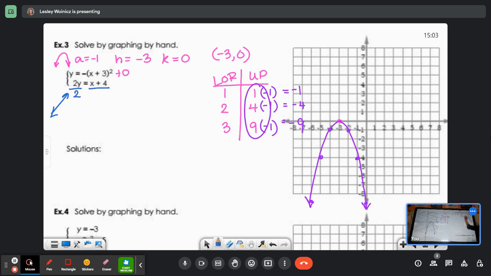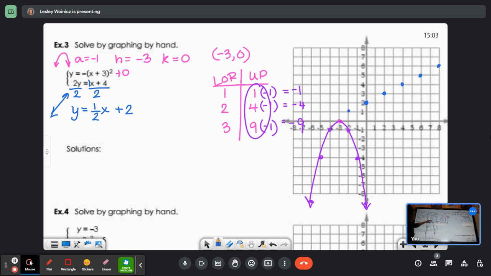So divide both sides of our equation by 2, and we get y equals, there's a 1 in front of the x, so 1 half x plus 2. Okay, so my b is 2. That's where I hit the y-axis. And I rise 1, run 2. So vertically compressed by a factor of 1 half.